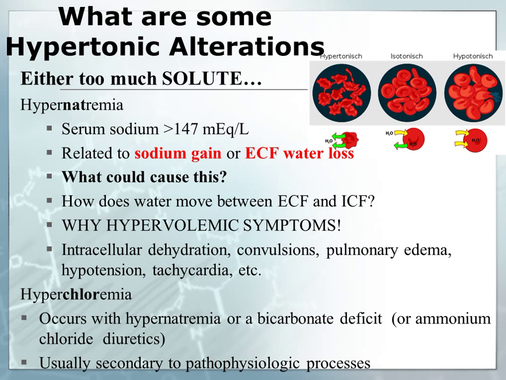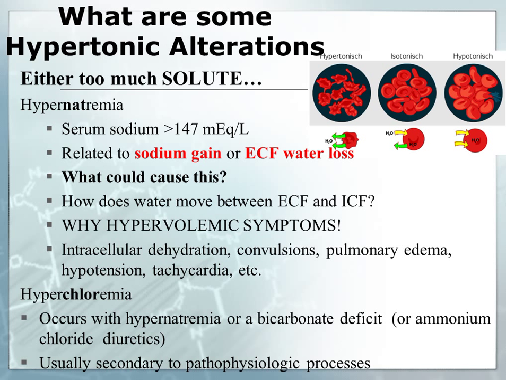When you look at hypertonic, one of two things had to happen. Hypertonic is telling you literally what happened. Hyper, too much, tonic, solute. So either the solute went up or the water went down, right? Because if I have 300 pieces of solute in a liter of blood, but then I start sucking the water out of it, I didn't change the number of solute, but now I have a smaller volume, which means it looks like I have more salt.